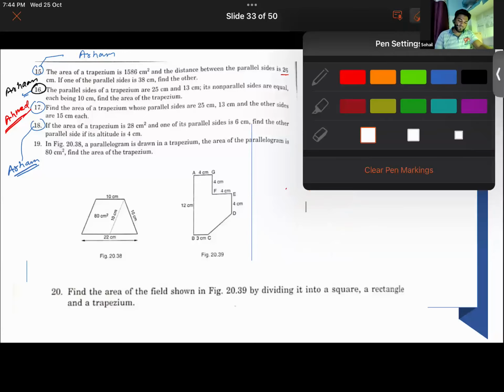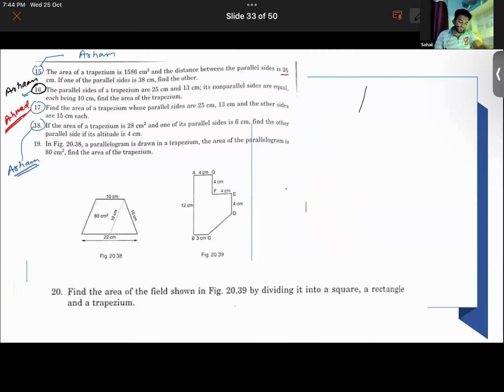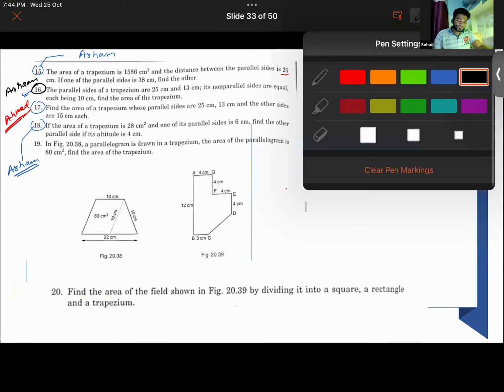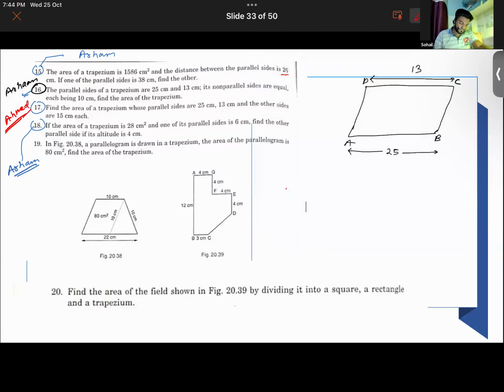If you look at the solution of question number 16 over here, the parallel sides are given as follows. What are the parallel sides given in the question? Sir, 25 and 13. So say that this one measures 25 and this one here measures 13. And then what else is given? Sir, the non-parallel sides are 10 centimeter and 10 centimeter. We need to find the area of the trapezoid.